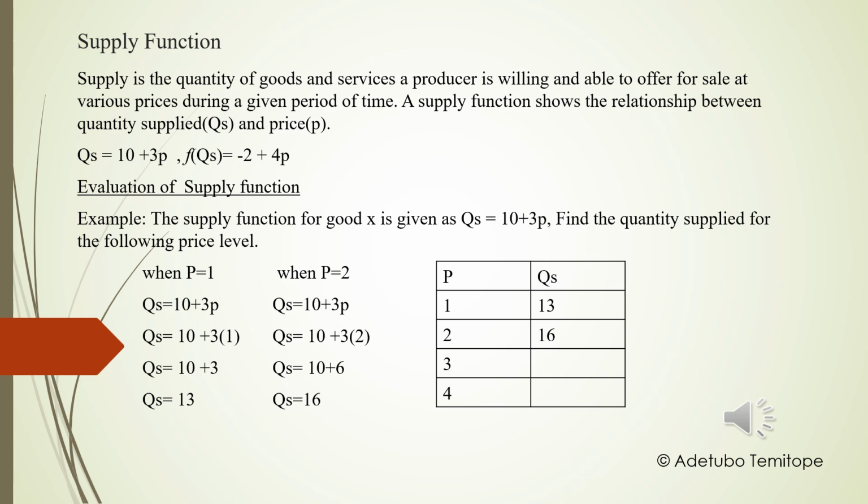So when price equals 1, we have our quantity supply function to be 10 plus 3P. So you just substitute P equals 1 in that function. So QS equals 10 plus 3(1). So we have QS equals 10 plus 3, then QS is 13. When price is equal to 2, we have quantity supplied to be 10 plus 3P. You repeat it again, just like you did the first one when P was 1. So you substitute P equals 2 in this supply function. So quantity supply equals 10 plus 3(2). Then quantity supply equals 10 plus.